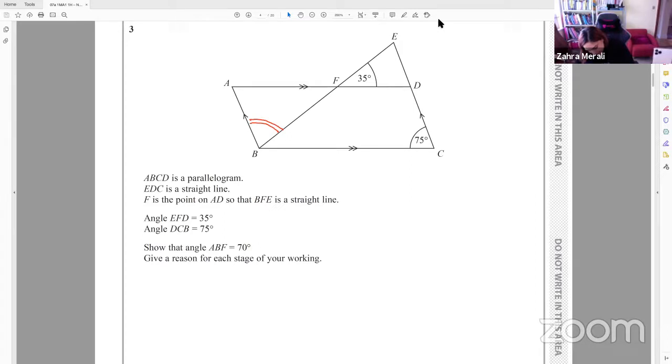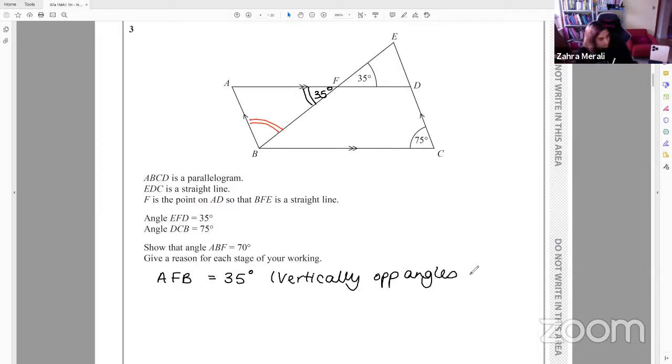So now let's have a look at the angles that we have and what we know about them. Well, we know that AFB, so this angle here, is going to be 35 degrees. And how do we know that? Because we've got these parallel lines. So we know that vertically opposite angles are equal. So we know that AFB equals 35 degrees, and we have to write our reasons. Vertically opposite angles are equal. So we know that's the case.